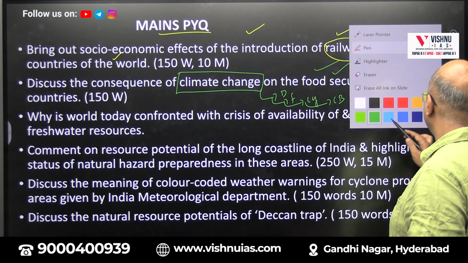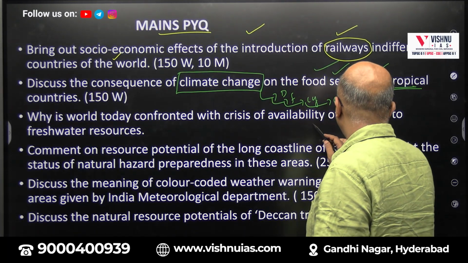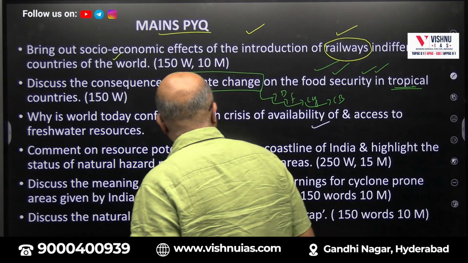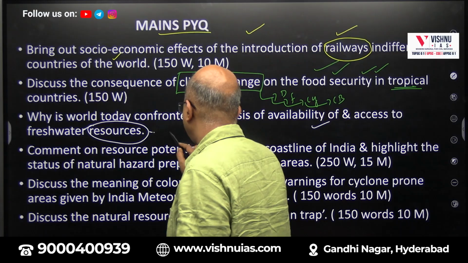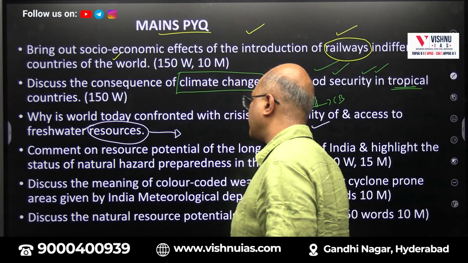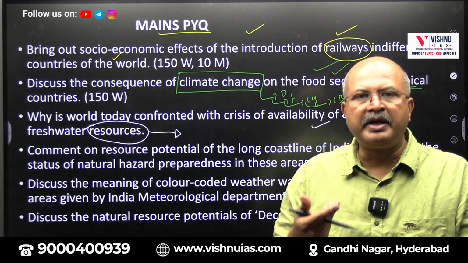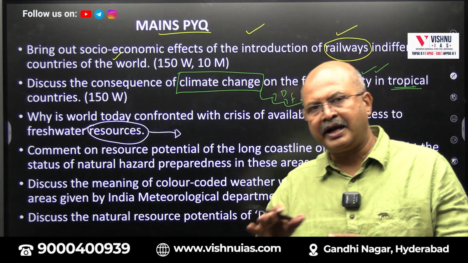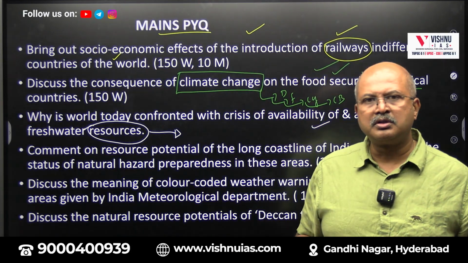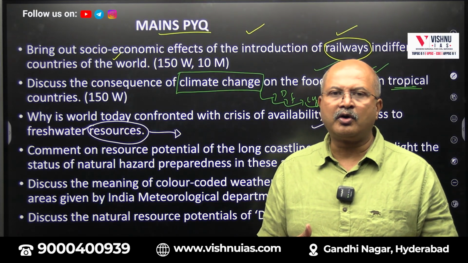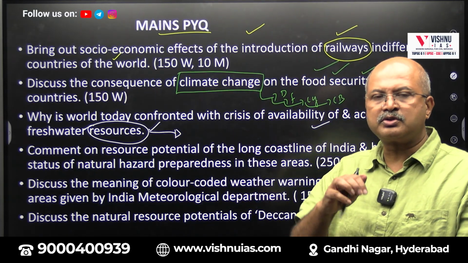Now, next is something like this. Why is the world today confronted with a crisis of availability of and access to fresh water resources? Now, regional geography, or geography, always talks about resources or development of resources. Anything which is an economic benefit, we call it a resource. Maybe land resource, water resource, soil resource, forest resource. All these are very important for human survival.